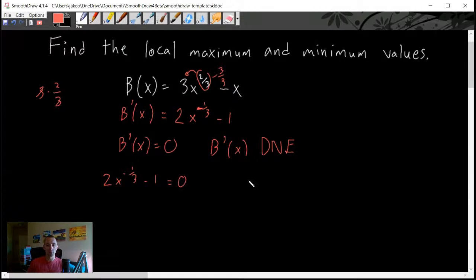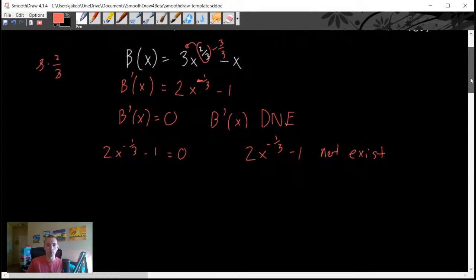And then we also need to consider where does 2x to the -1/3 minus 1, where does this not exist? I'll come back to that part in a minute. Let's go ahead and start with this, where does it equal 0?